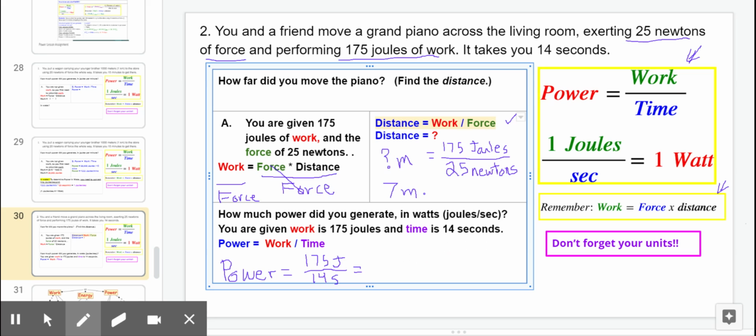What do you get? Pause the video. What did you get? And what's the unit of your answer? Did you get 12.5? 12.5 what? 12.5 watts. 12.5 watts of power.